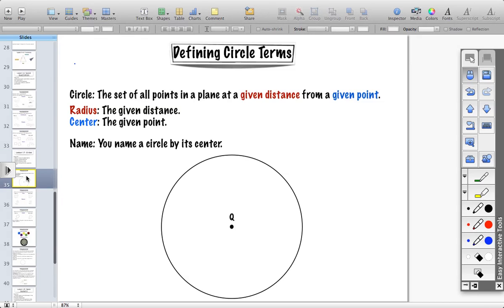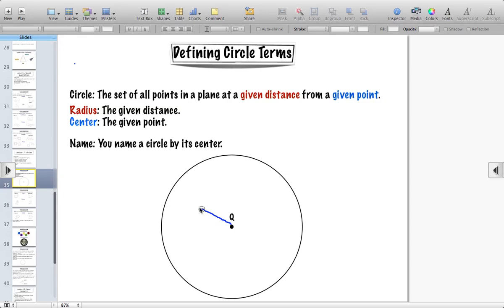All right, let's take a look at our first circle. So the definition of a circle is the set of all points in a plane at a given distance from a given point. All right, so we call that given distance a radius. So from the center out to the point, that's the radius. So that's our given distance. And then the center is the given point. So that is the exact center, and then every point going around the circle, that's what makes up the circle, or all those points.